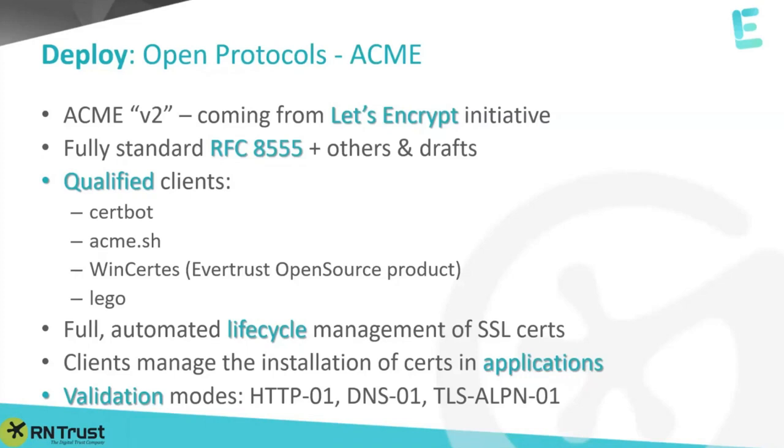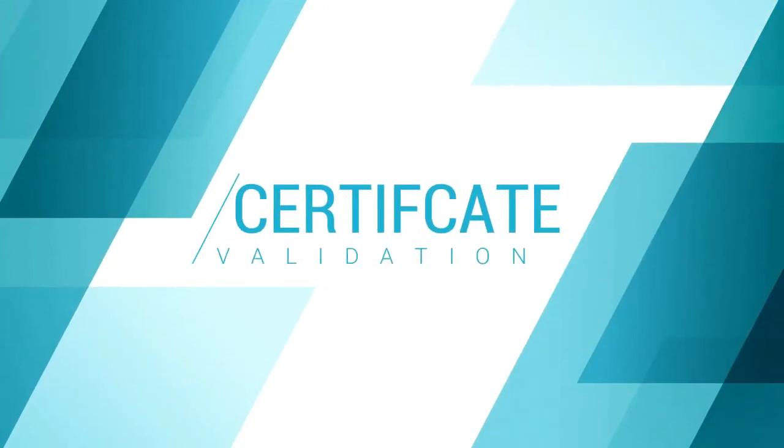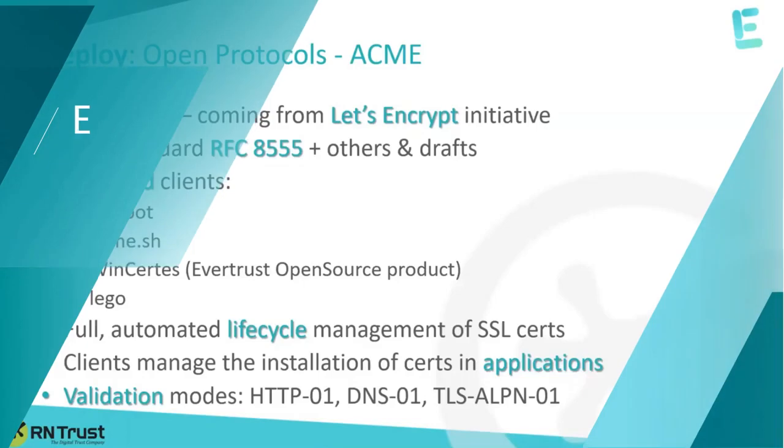When we come to certificate, there is validation. The whole point of the certificate is to be sure that you are who you claim you are. If you go to www.yourbank or something, you want to be sure that you talk really to your bank. There has to be some validation before you issue the certificate. The ACME protocol comes with three very common validation methods. One is HTTP.